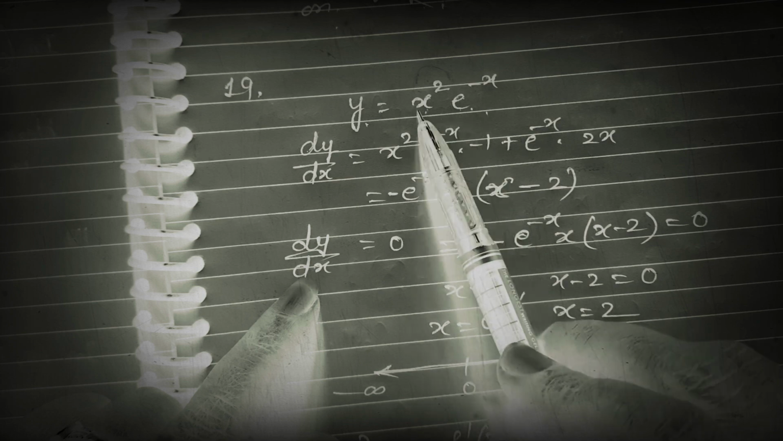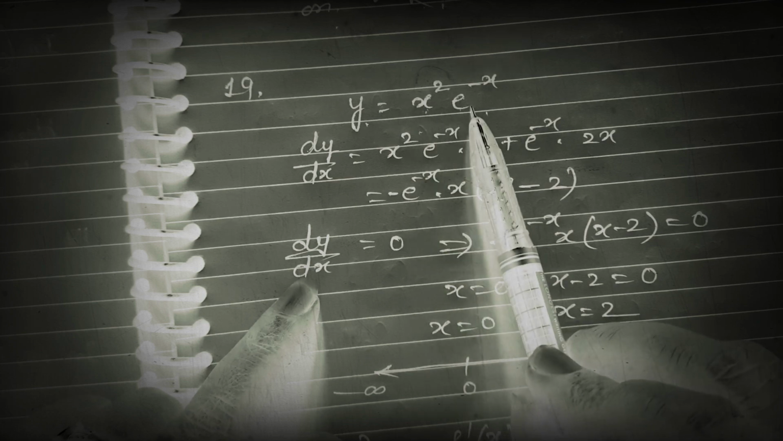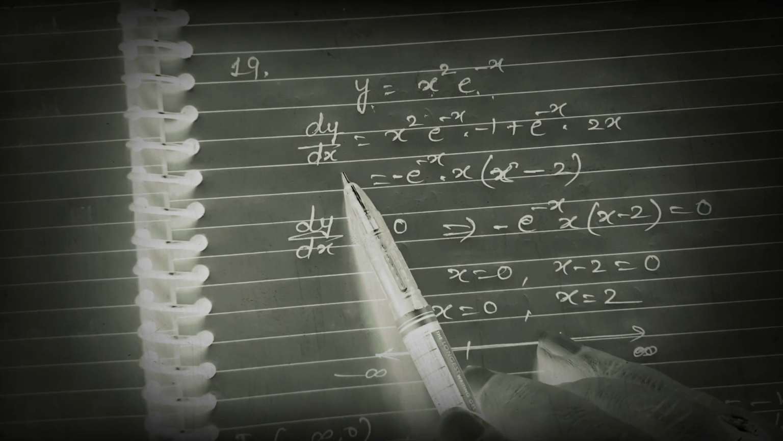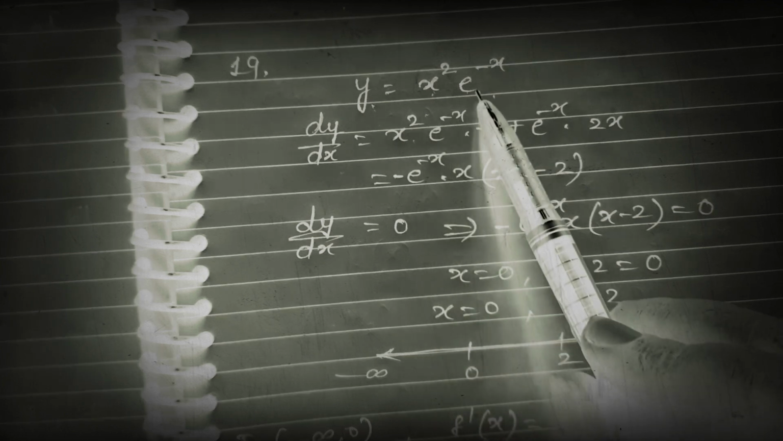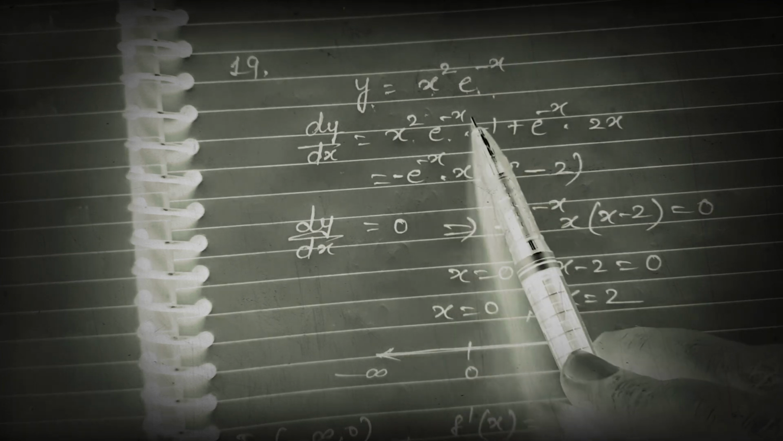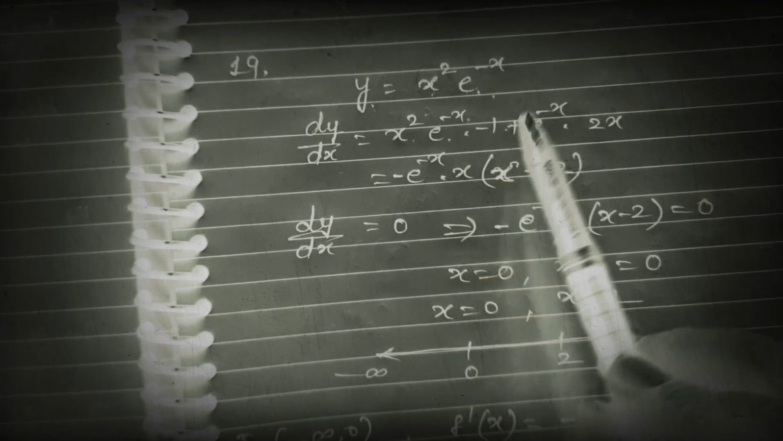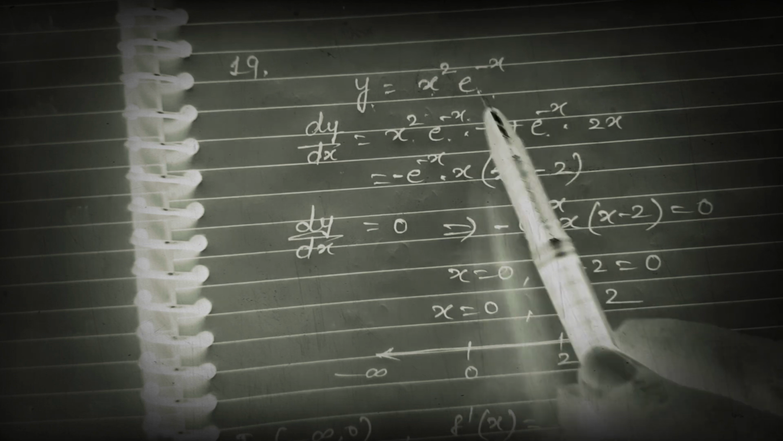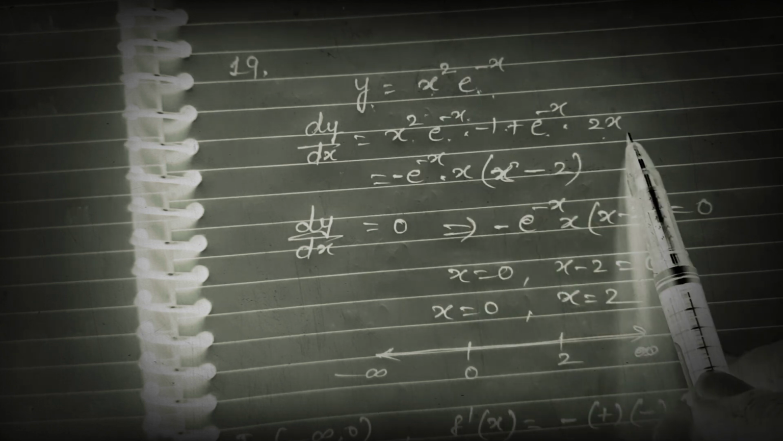Here there are two functions of x, so you will apply the u into v rule. Take its derivative: x square as it is, e raised to power minus x derivative is e raised to power minus x into minus 1. Then e raised to power minus x as it is, x square derivative is 2x.